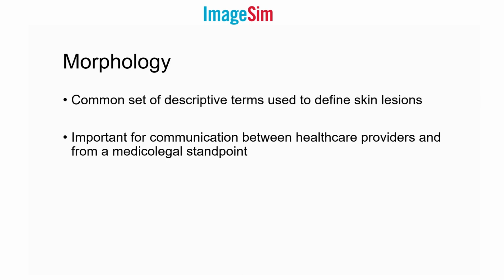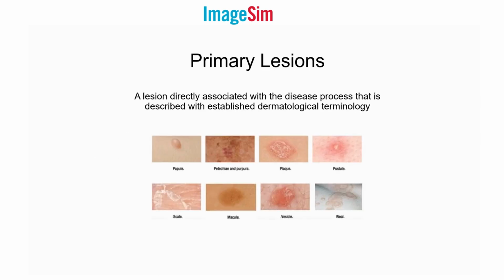Morphology is a common set of descriptive terms used to define skin lesions. This is important for communication between healthcare providers. Primary lesions are lesions directly associated with the disease process that are described with established dermatological terminology. Below are examples of primary lesions.